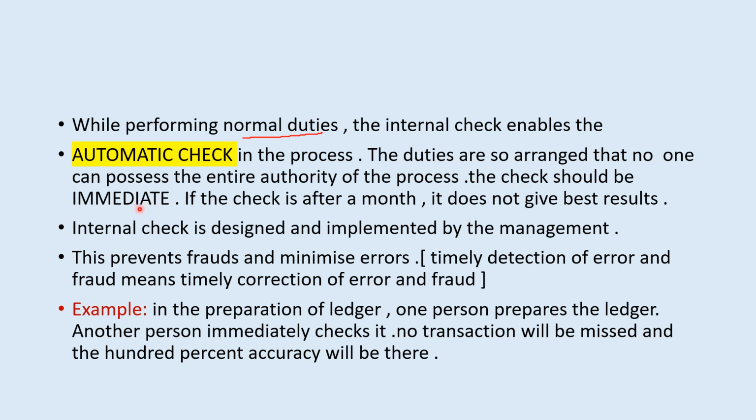The check has to be immediate. Another important factor is there should be an automatic check, which I told you, and it has to be immediate. As soon as the work is done, immediately it will be checked. We are not lingering the process of internal check. If the check is postponed by a month, it does not give the best results because the error has happened and you are going to verify that error after 1 month. So it will have a lingering process in verification and in doing the work, right? So it is an automatic check. It is an immediate check and it will happen immediately. We will not wait for a month or a week.